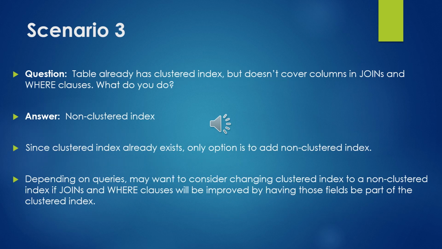In our final scenario, you have a table that already has a clustered index, but it doesn't cover columns in joins and where clauses. What do you do? The answer is create a non-clustered index. Since the clustered index already exists, your only option is to add a non-clustered index. Depending on the queries hitting this table, however, you may want to consider changing your clustered index to a non-clustered index if you think your joins and where clauses will be improved by having those fields be part of the clustered index.